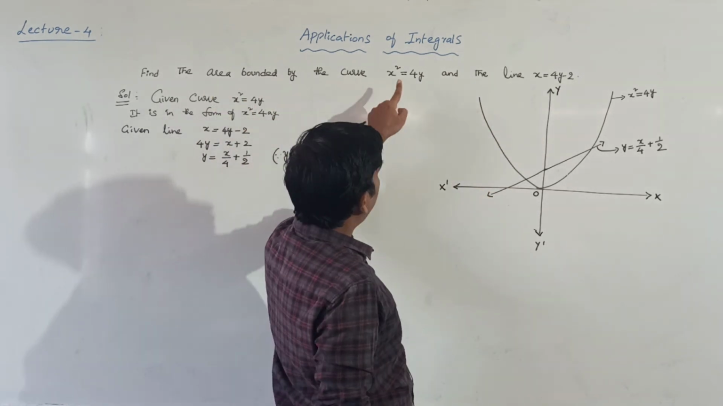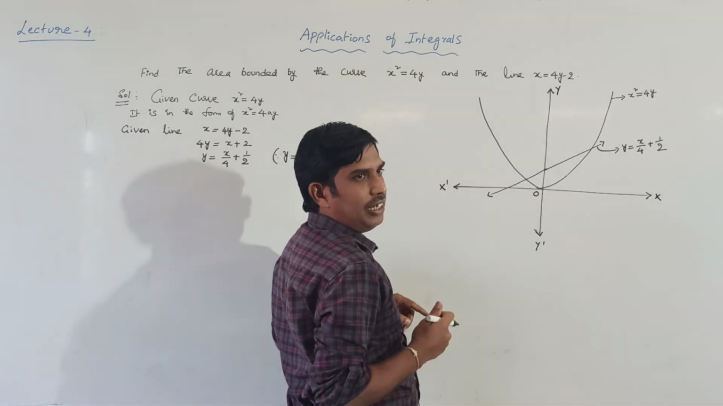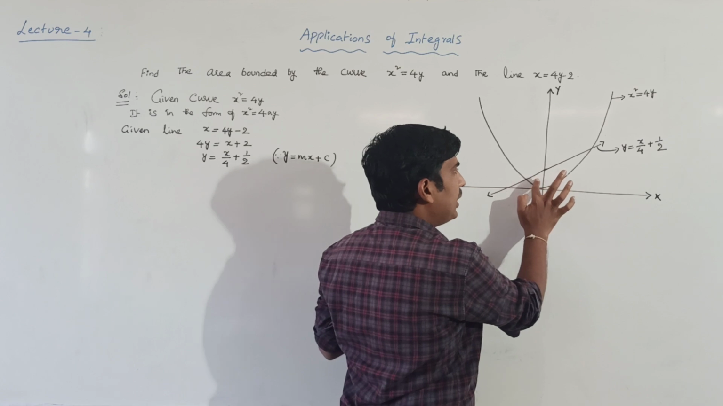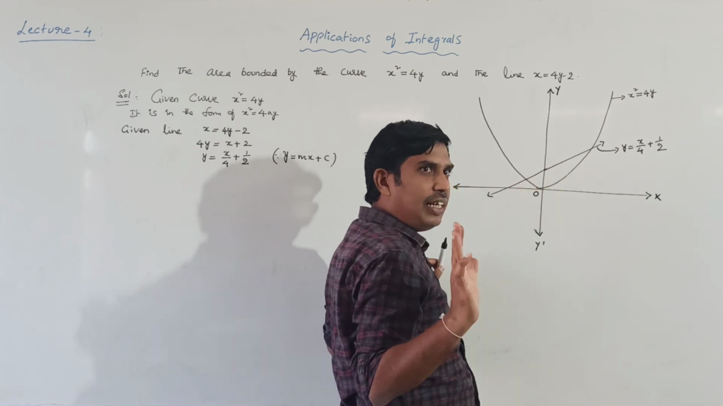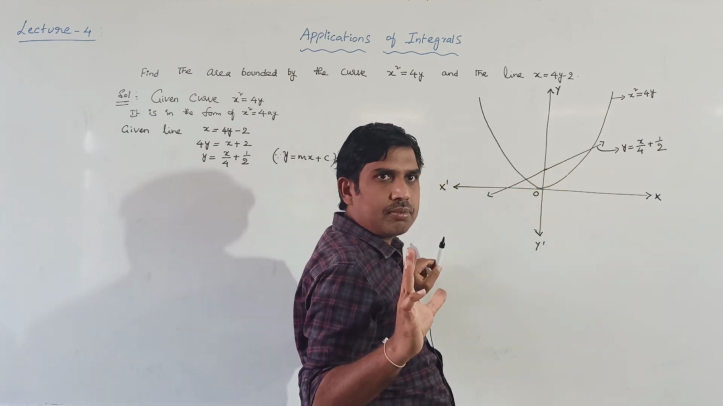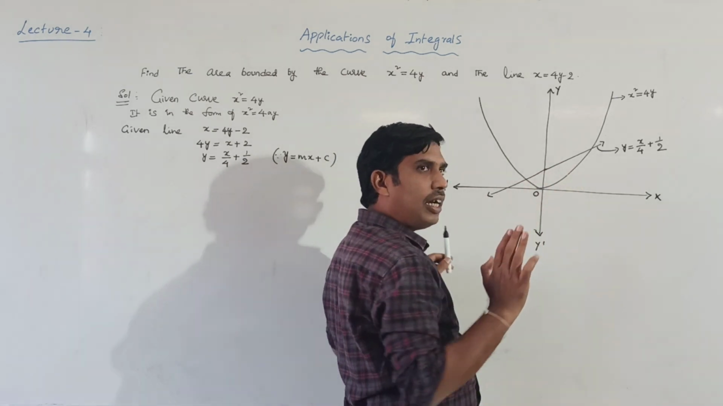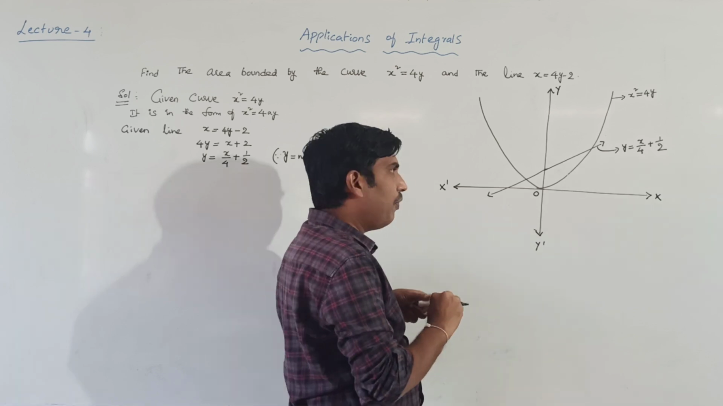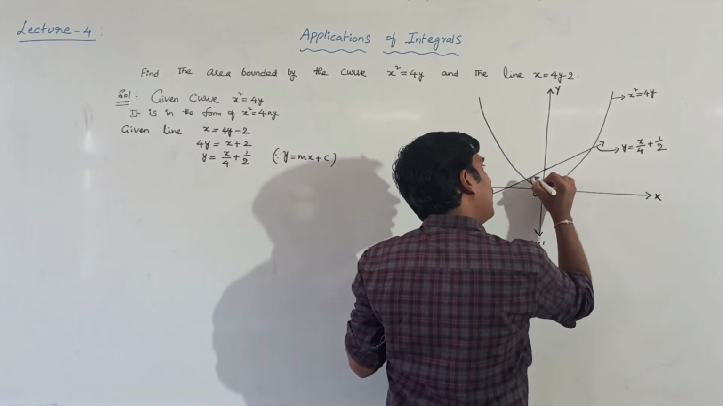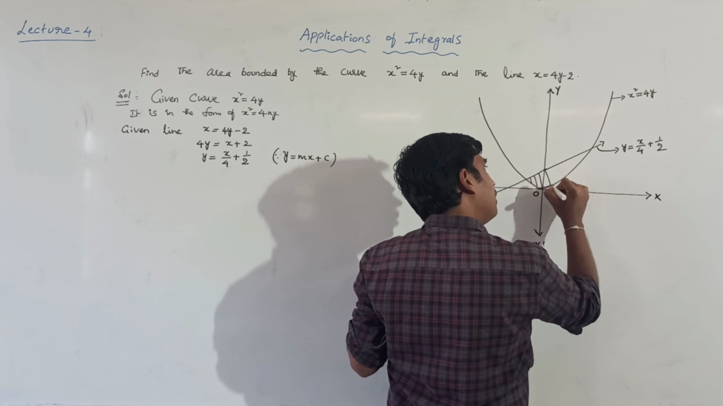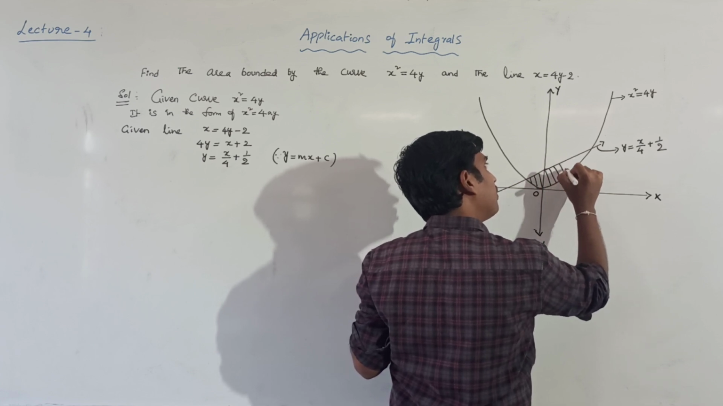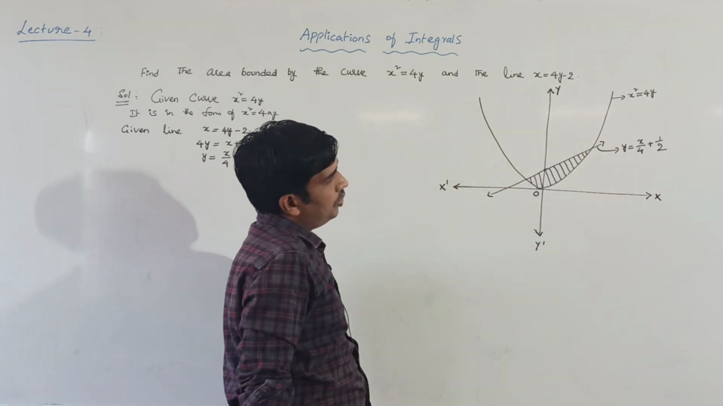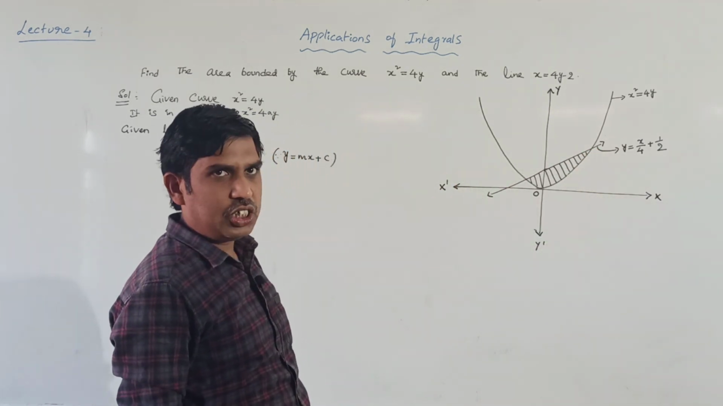Now the area bounded by the parabola and the line. Shade the part. Here if you observe, this part and this part are not equal in area. Why? By solving we will get an idea. So now shade the required region. So that is the required region.